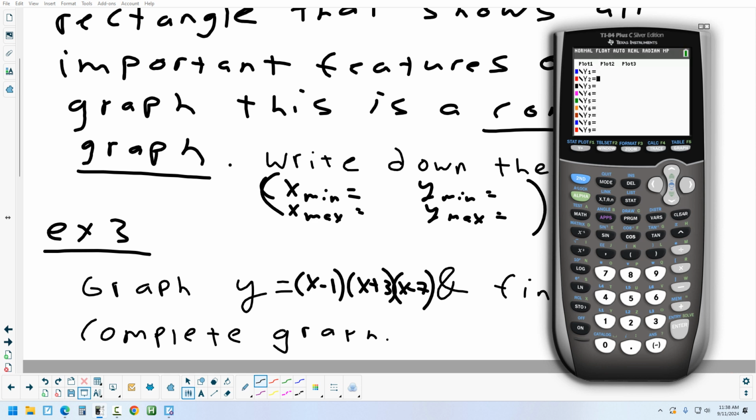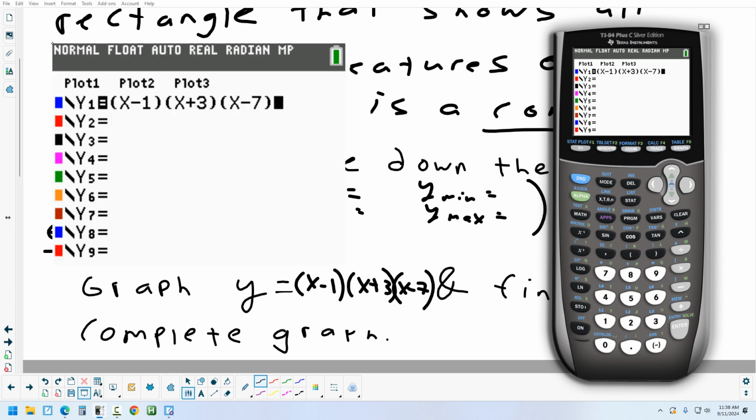If you have anything else, just go ahead and clear it. Okay, x minus 1, x plus 3, x minus 7. Type it in just like that. I'm going to start with zoom 6, and then I'll go from there. I would like to make it so I can see the turns of this graph on the screen. Okay. Can I see where the graph is making its turns on the screen?